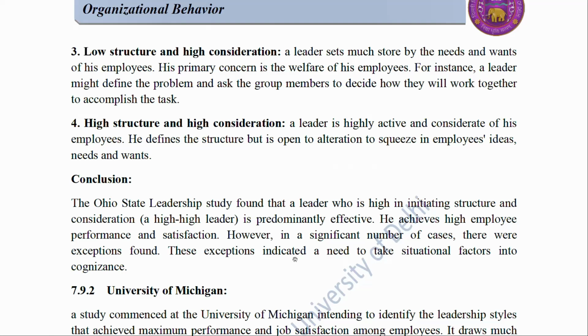Conclusion: the Ohio State Leadership Study found that a leader who is high in initiating structure and consideration is predominantly effective. He achieves high employee performance and satisfaction. However, in a significant number of cases, there were exceptions found. These exceptions indicated a need to take situational factors into cognizance.